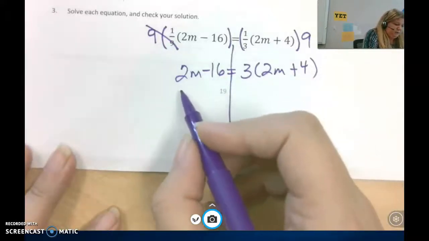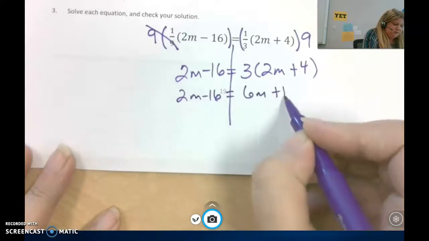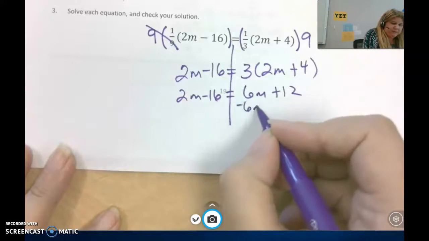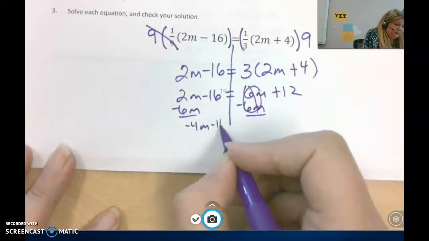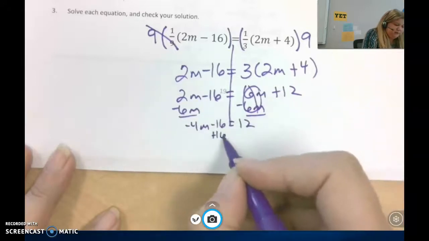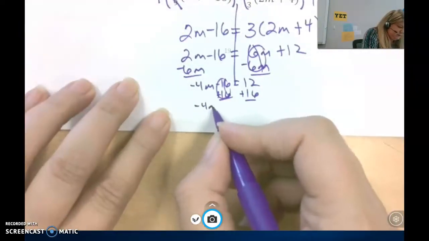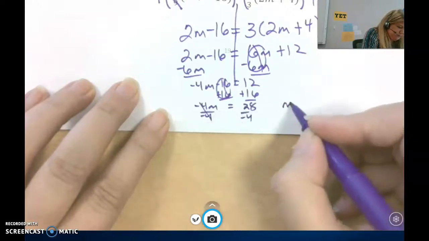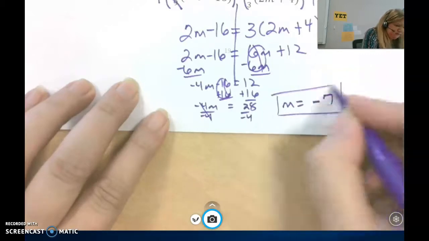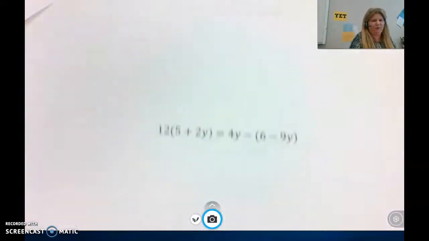Then I would need to do 6m plus 12. I'm going to subtract 6m from each side. Negative 4m minus 16 equals 12. Add 16 to each side. Negative 4m equals 28. Divide by negative 4. m equals negative 7. And then substitute that back in to check it. You can do that on your own. You should have already done it as we're going over our homework.